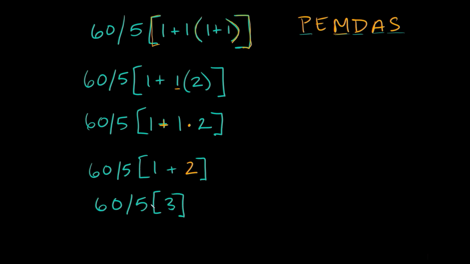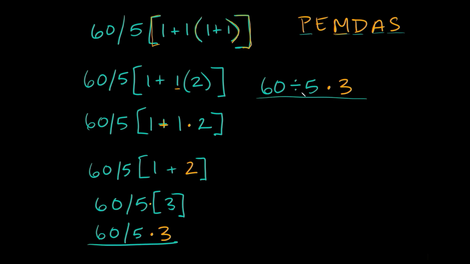So again, whenever we have a number out here next to a set of brackets or parentheses, that just means multiply, right? So here we basically have 60 divided by 5 times 3, right? Or I can rewrite this a little bit, and I'll just write it over here. 60 divided by 5 times 3. This thing down here and this thing up here are the exact same things.